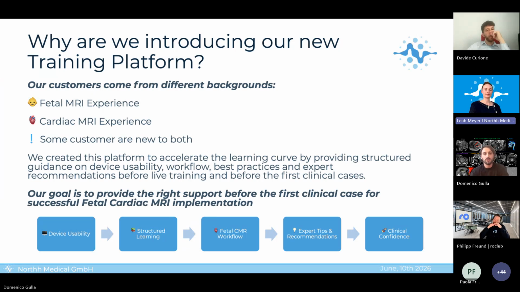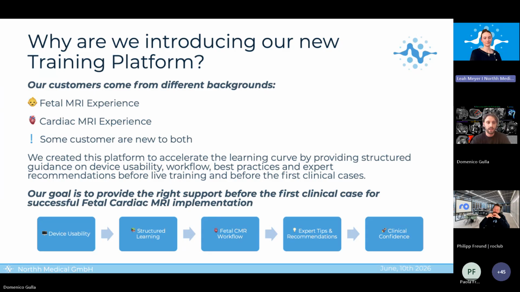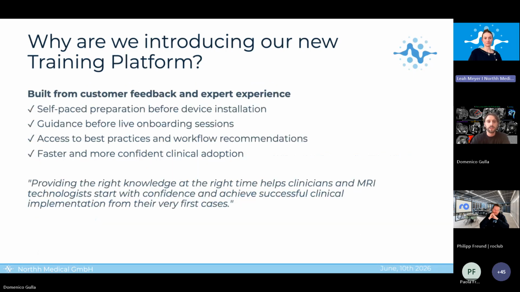So we just try to change a little bit what the onboarding is for our customers. Our goal is to provide the right support before the first clinical case or volunteer for successful fetal cardiac MRI implementation. The journey goes through device usability, having a structured learning, having an idea of what exactly the fetal CMR workflow is, then having expert tips and recommendations, and after that also having clinical and technical confidence.